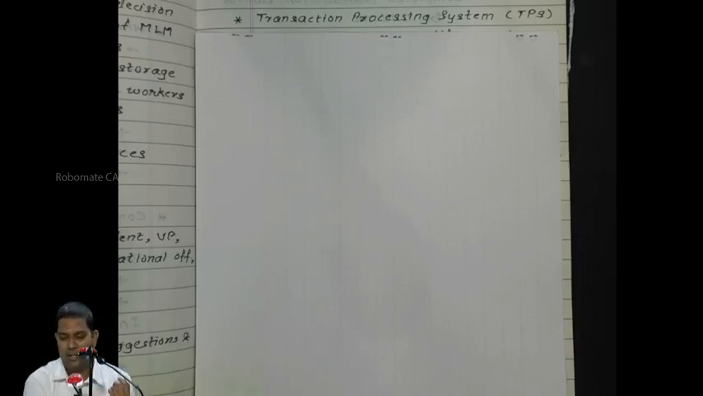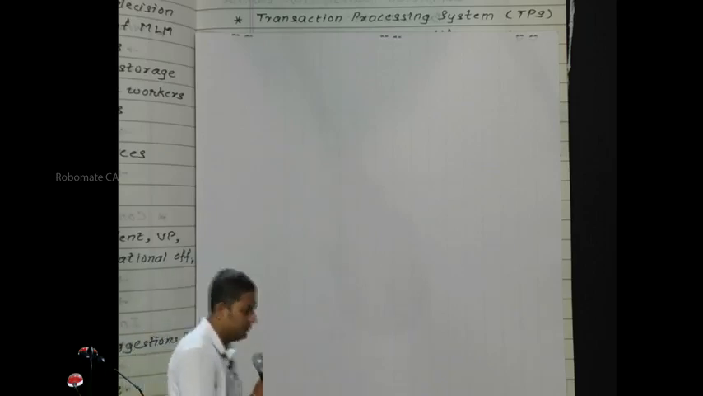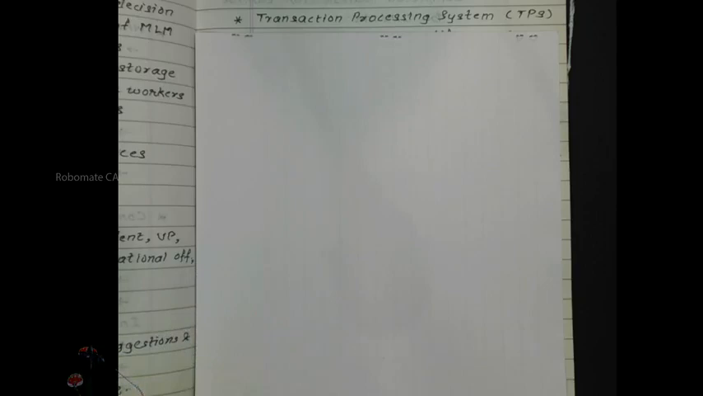We are starting with the next question, and that is the transaction processing system. First and foremost, what is a transaction? Let's try to understand the meaning of the term transaction. Each and everything that happens in a business is called a transaction. I am purchasing goods is a transaction. I am selling the goods is a transaction.